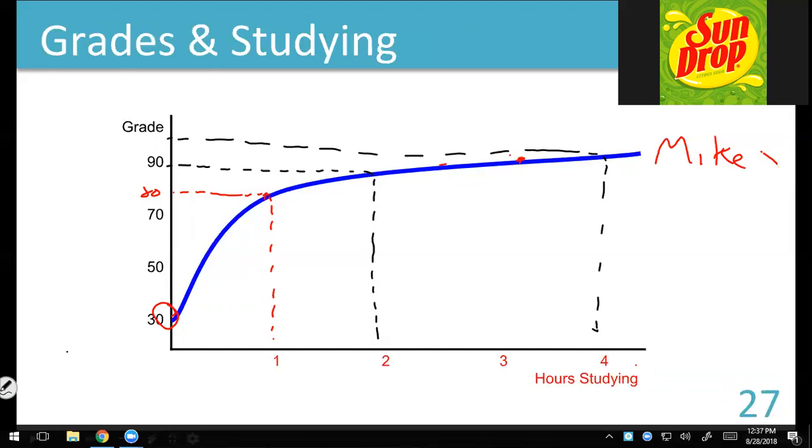This is what we get. We can see Mike, okay, he ain't gonna get a zero, but he ain't gonna do very well without studying. Studying helps Mike.